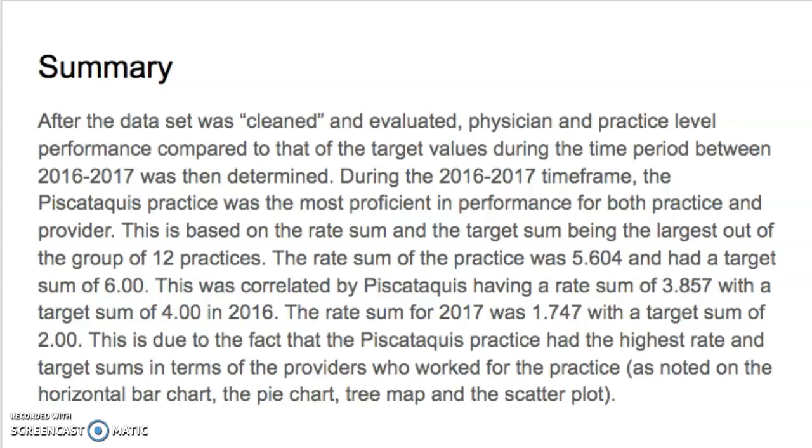Kennebec and Androscoggin both ranked in the lowest rate and target sums. This is seen on both the scatter plot and the pie charts, as well as the horizontal bar graph. These low numbers may correlate with the low amounts of number of records that were recorded in the stacked bars. Based on the data that was evaluated, it is more than likely that the Kennebec and Androscoggin practices were the poorest ranked in terms of proficiency for both practice and provider.